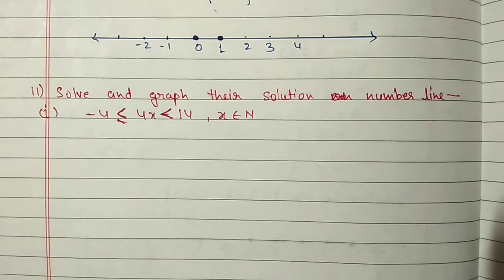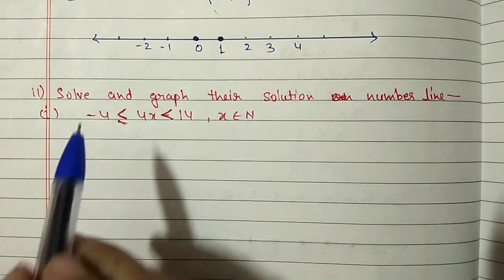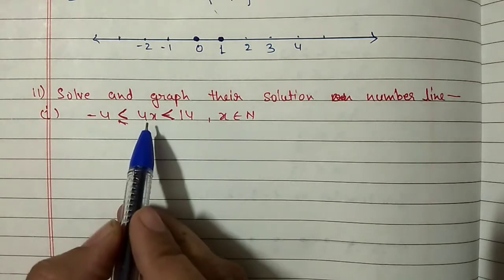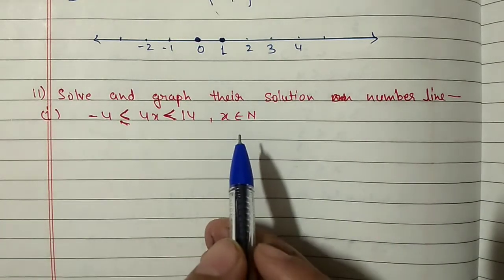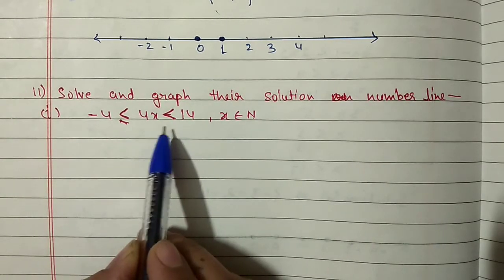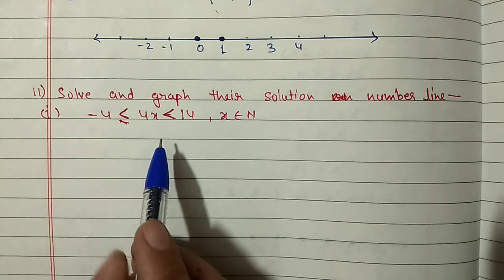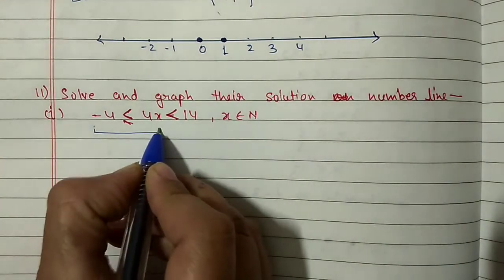Next, question number 11. Solve the following inequations and graph their solution on the number line. The first part is minus 4 less than or equal to 4x less than 14, and x belongs to natural numbers. In this question you can see we have two inequation symbols. Two inequations are there, so one by one we will solve. First we will take the first two.